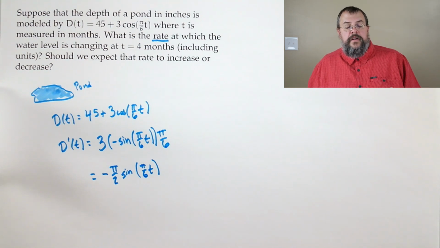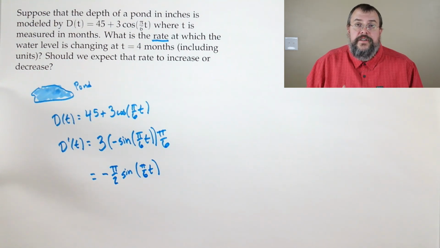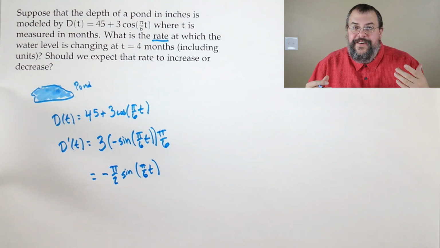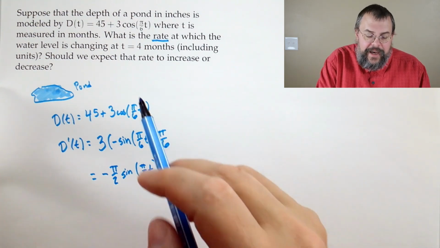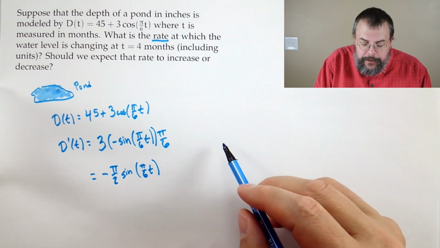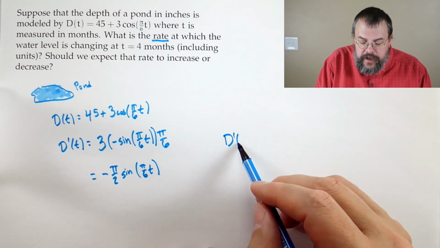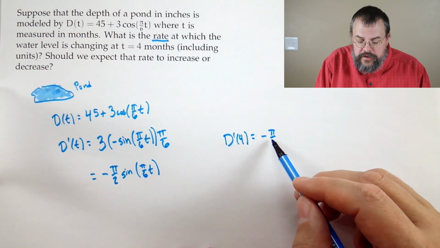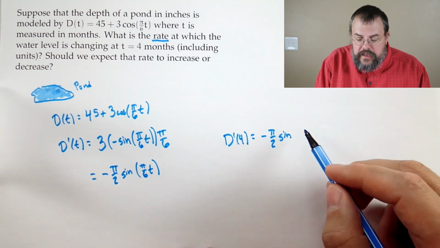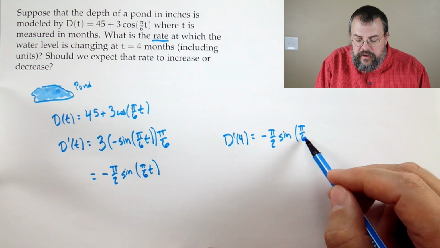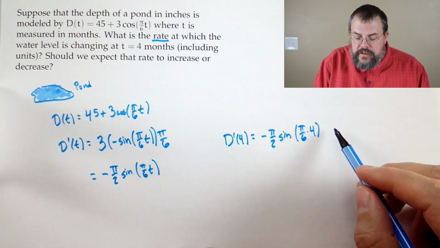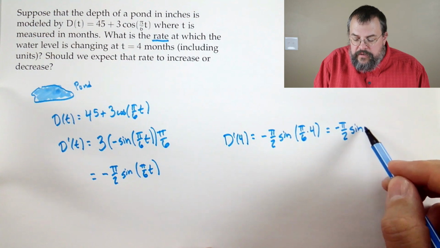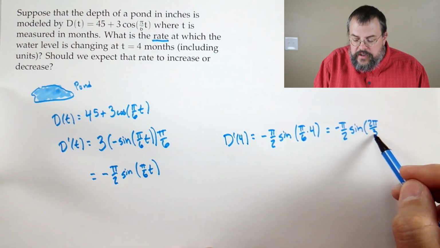All right, so there's our answer. Okay, well, it's not our answer, that's our derivative. How do we find the rate at time 4? Well, that would be, what is d prime at 4? So that would be negative pi over 2 times sine of pi over 6 times 4. So that's negative pi over 2 times sine of 2 pi over 3.